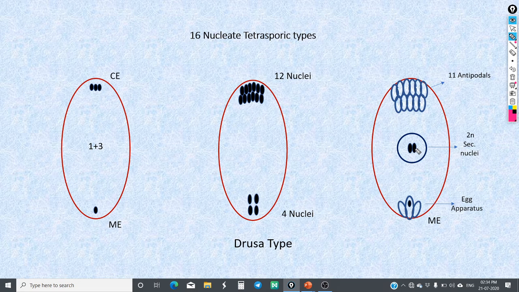Okay, so in Peperomia type, we saw 8 nucleated or octoploid secondary nucleus. In Penaea type, it is tetraploid one. And in Drusa, it is diploid secondary polar nucleus. These are the three different types of tetrasporic type of embryo sacs with 16 nuclei. Okay. So the next one, the 8 nucleate tetrasporic types.